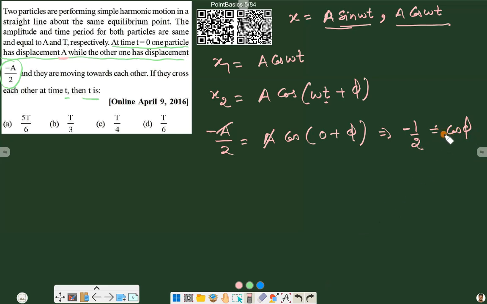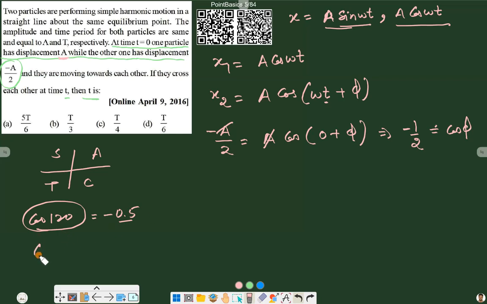So now we have to find the value of phi for which cos is minus half, and that can be easily found out, because if you know the quadrant rule, that after sine comes cos, in the second quadrant cos is negative. So phi is lying in the second quadrant, and the value is cos 120 degrees, which gives us minus 0.5 or minus half, and that is equal to cos 2 pi by 3.